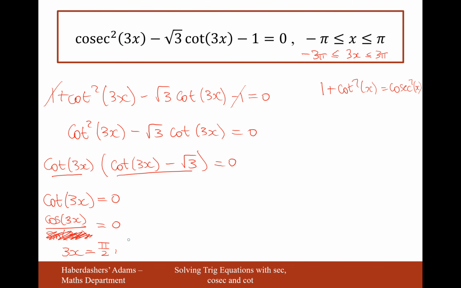Let's just imagine it. It's pi by 2, 3 pi by 2, and then it's going to be 5 pi by 2. And then that'll be up until 3 pi. Let's go do the downwards ones now. Pi by 2, minus pi by 2, minus 3 pi by 2, and minus 5 pi by 2.